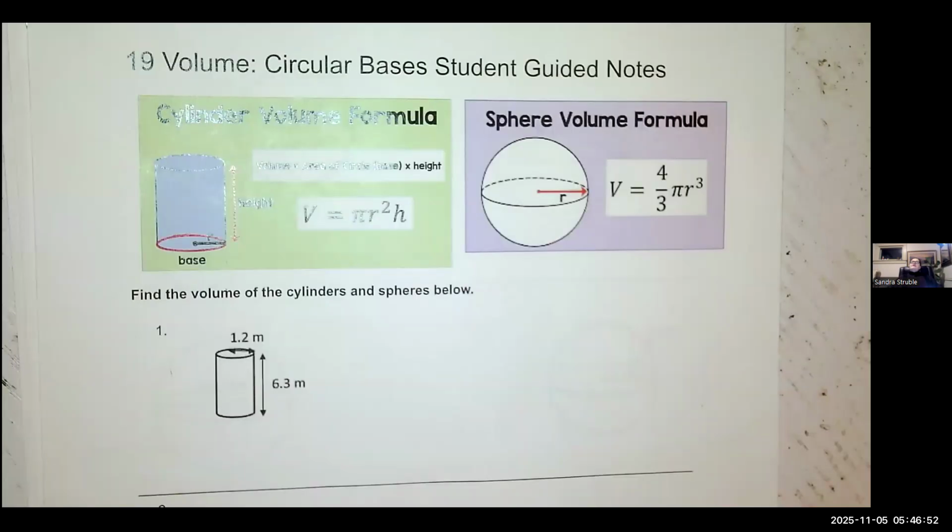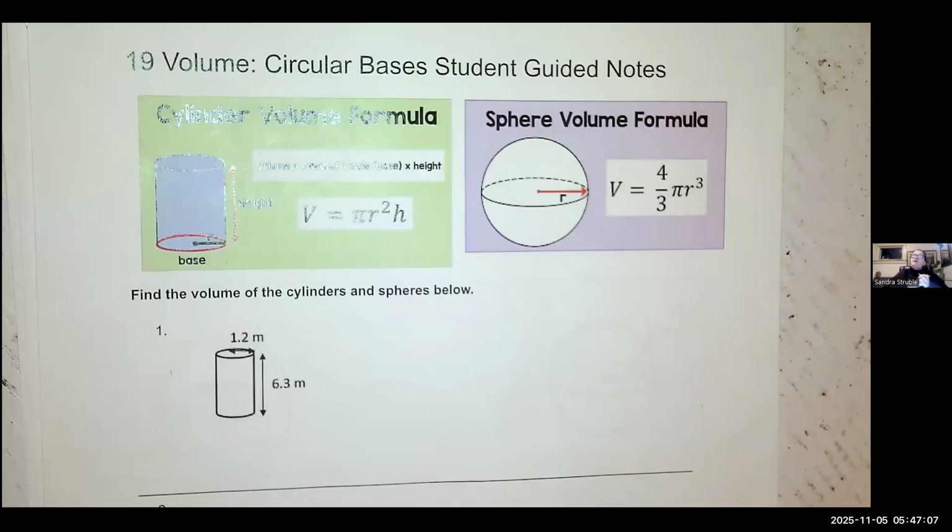Hey, y'all, let's cover volume. This is circular bases, and we're going to talk about cylinders and spheres. Okay, a sphere doesn't have a base per se, but it's still circular in nature. All right, we're going to have volume.